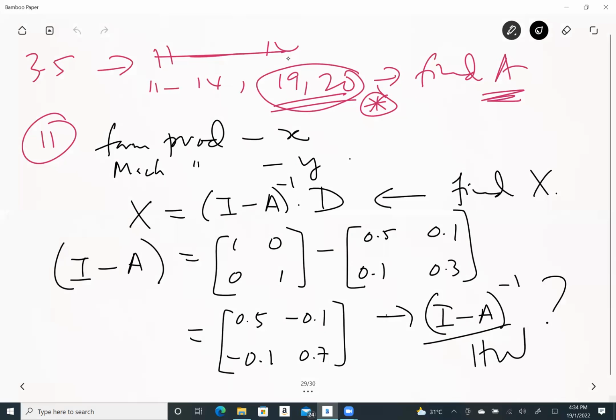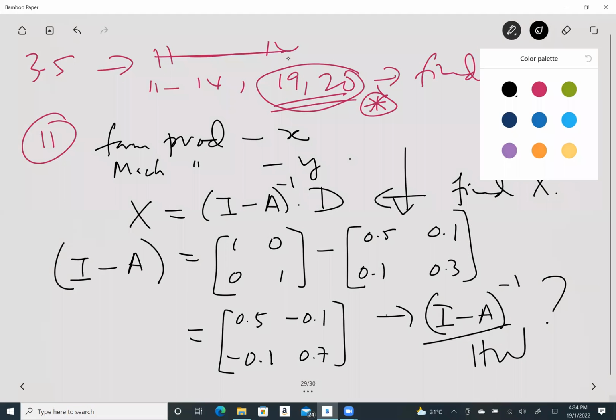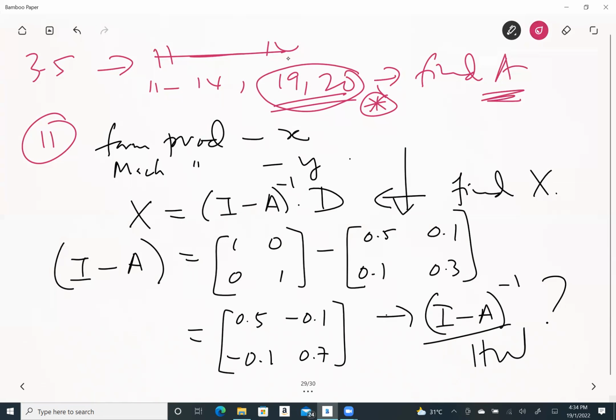Okay, matrix A. Here, this matrix. If you look at matrix A, what does this 0.5 mean? It means to produce 1 unit of farm product, we need 0.5 unit of output from the farm product.